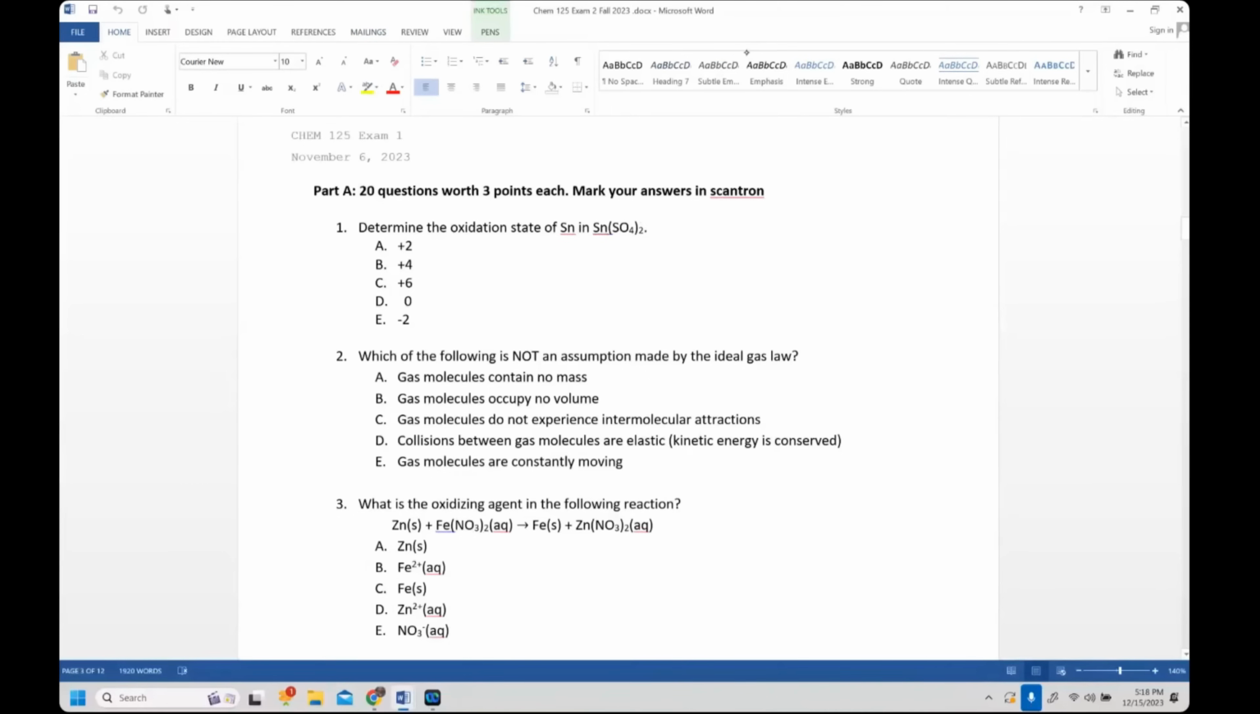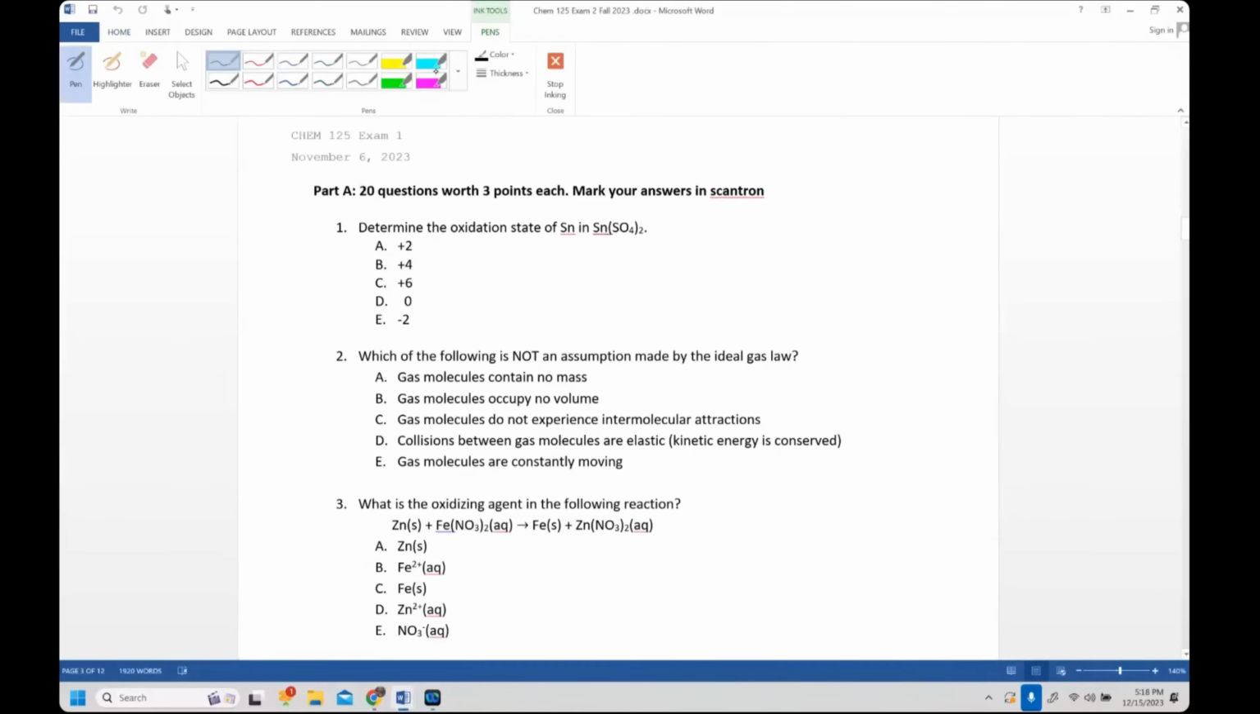Now, for oxidation states, there are several ways to do it. For polyatomic ions, I would recommend, to be quick, if you know the charge of that ion, you can simply say the charge of that ion is the oxidation number of that ion. So we're asking for tin, so we don't care about sulfur and we don't care about oxygen. But we do know that SO4 is 2-. So the oxidation state is 2-. There are 2 of them, which means -4. That means tin is +4.